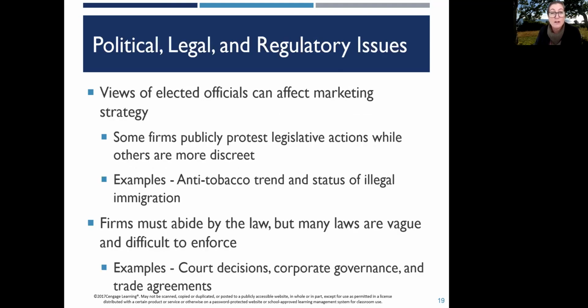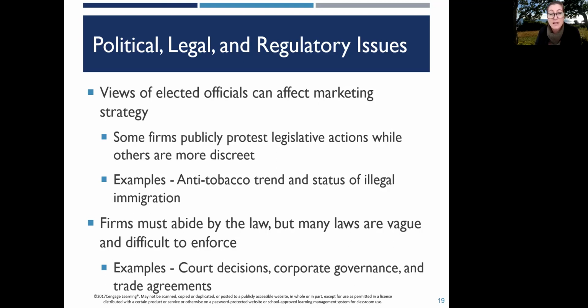In the political realm, let's put politics and legalities and regulations together. We're looking at what are the views of elected officials and what does this mean in terms of our marketing strategy or recommended marketing strategy. So legislative actions, some legislation might be more welcomed than others by the public.